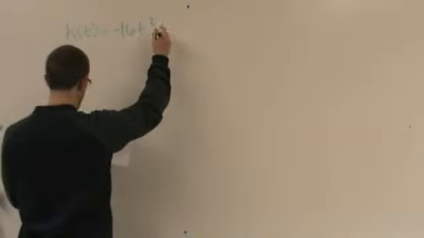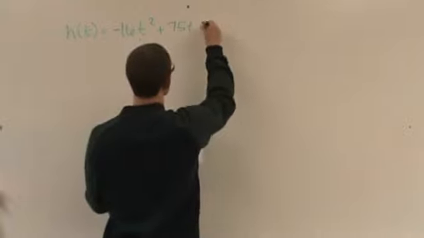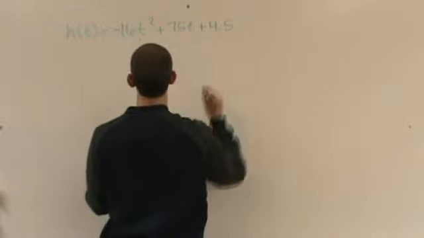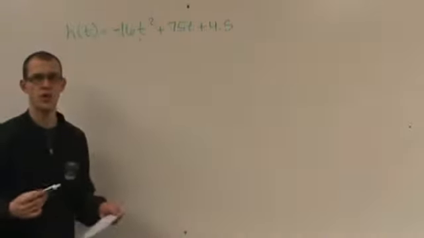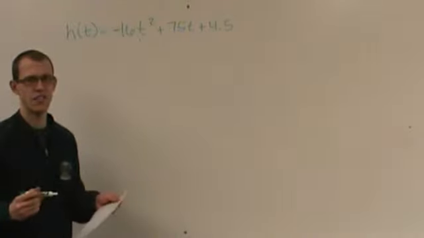Get rid of our quadrant, and I'm going to put an equation on the board. H of t equals negative 16t squared plus 75t plus 4.5. Okay? This is the equation we're going to be working with right now. So to start off, I want to break down this equation.